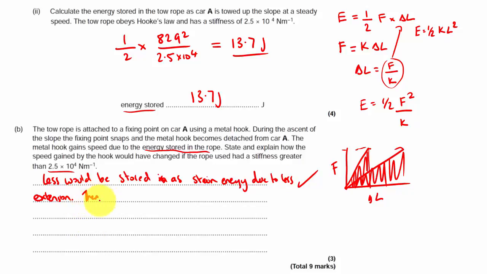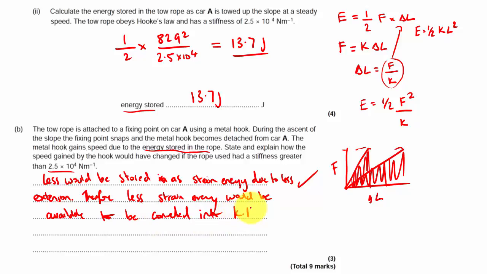Therefore, less strain energy would be available to be converted into kinetic energy. Another mark. And then finally, therefore, I'll use the dots now because I think my handwriting is terrible. Therefore, less speed. And I think that should really get you the 3 marks.